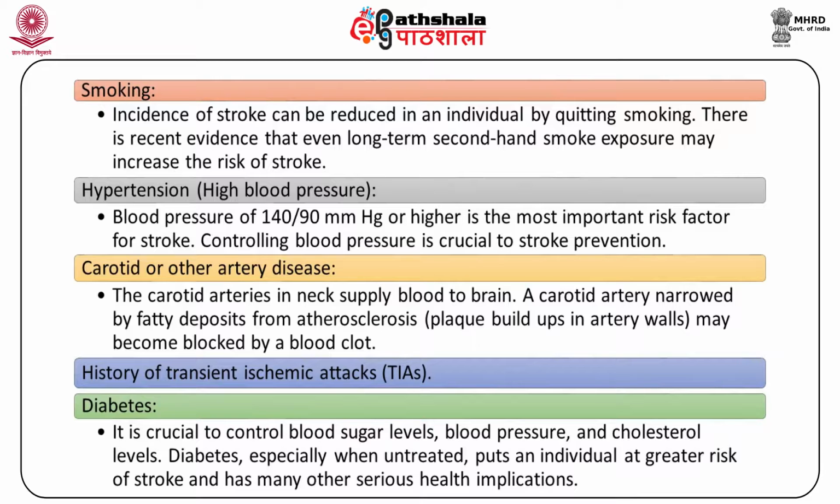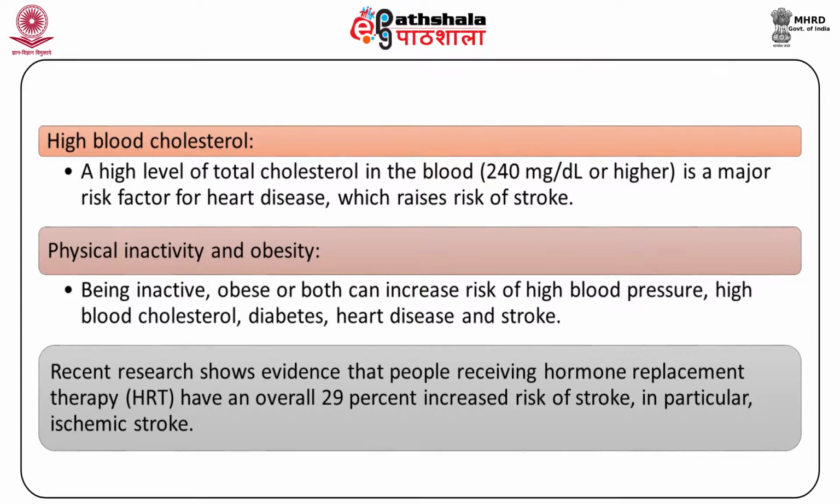Diabetes. It is crucial to control blood sugar levels, blood pressure and cholesterol levels. Diabetes, especially when untreated, puts an individual at greater risk of stroke and has many other serious health implications. High blood cholesterol. A high level of total cholesterol in the blood, that is 240 mg per dL or higher, is a major risk factor for heart diseases, which raises risk of stroke. Physical inactivity and obesity.